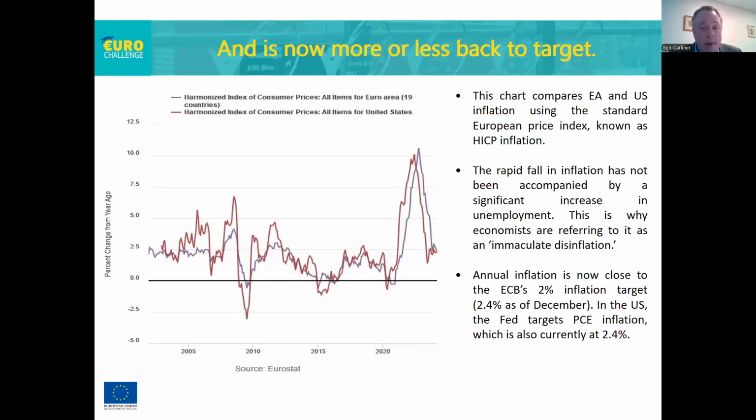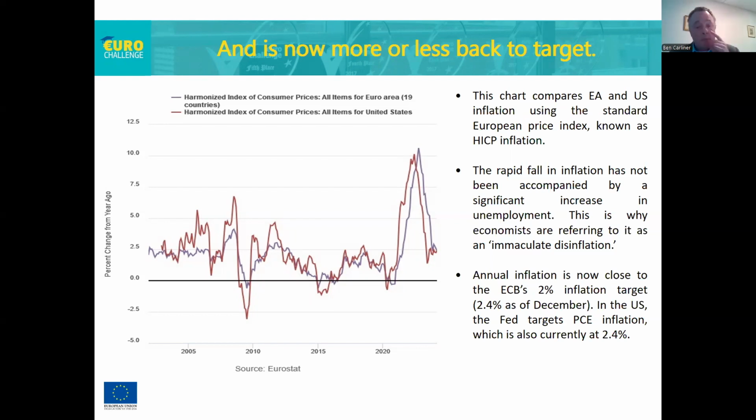Inflation is now more or less back to target in both Europe and the United States, and it has not been accompanied by a significant increase in unemployment. This is huge. This is a big achievement that I think most people don't appreciate how hard it is for policymakers and economies to achieve this kind of soft landing. This is what has happened. Inflation has come down without major disruptions to the labor market. It's sort of a funny term, but if you've ever heard economists discussing immaculate disinflation, this is what they mean: that prices have come down without causing a recession.